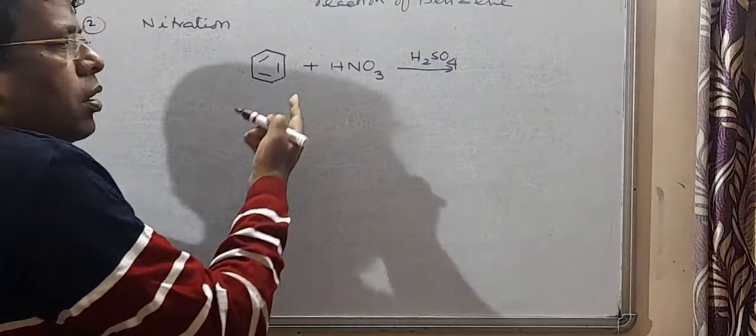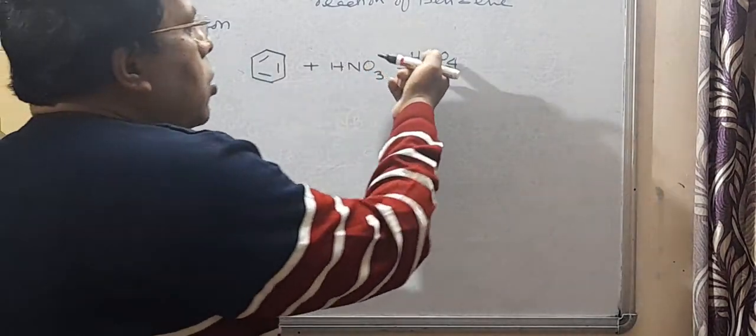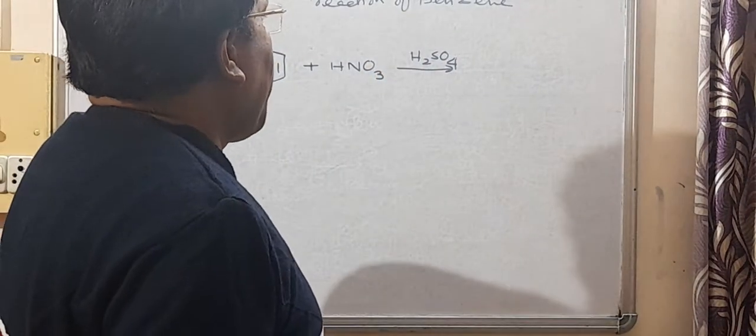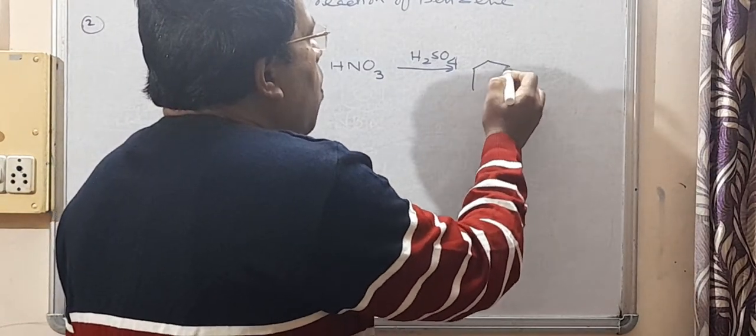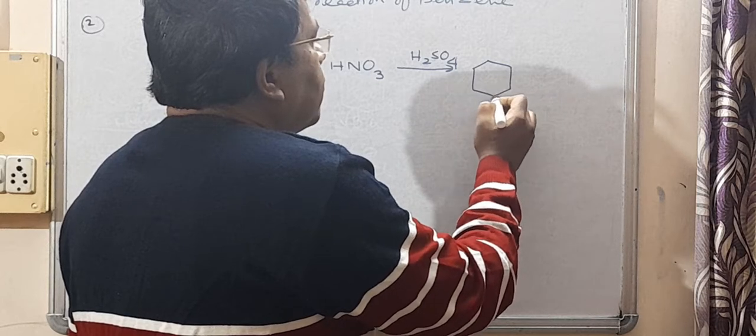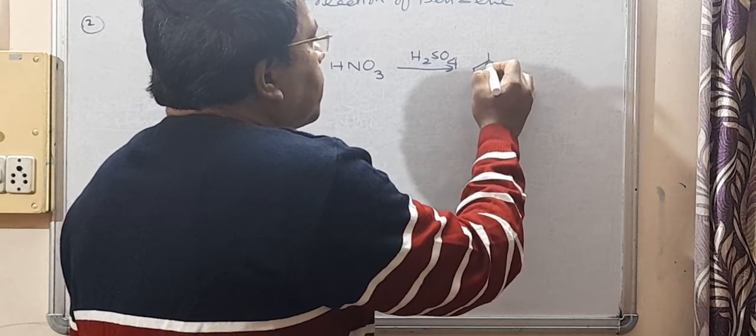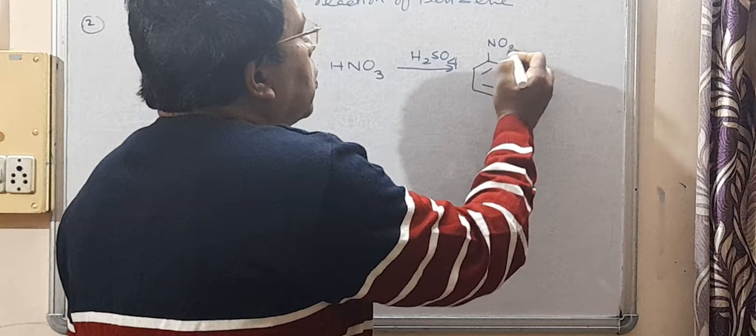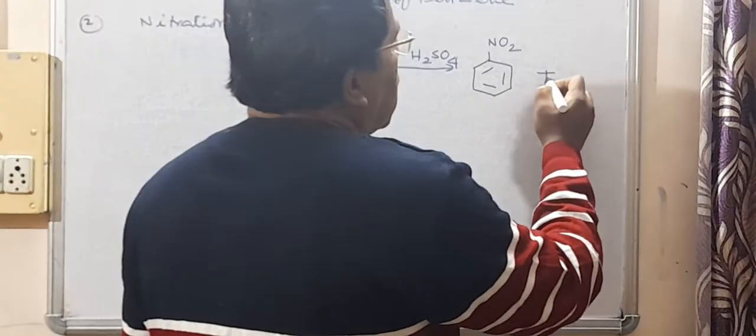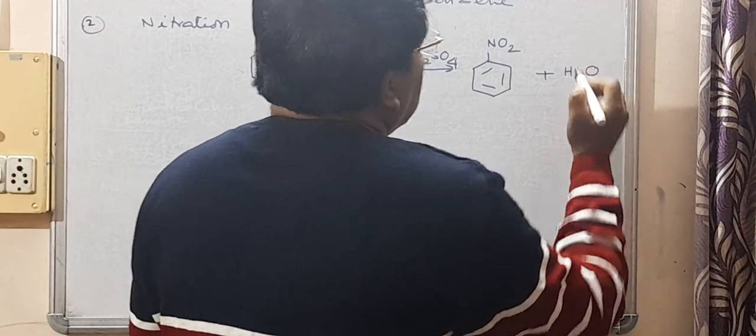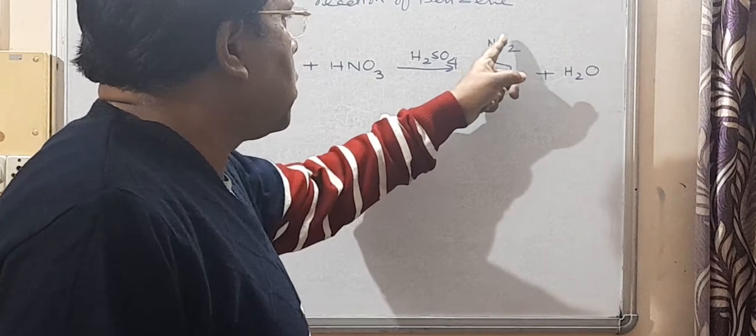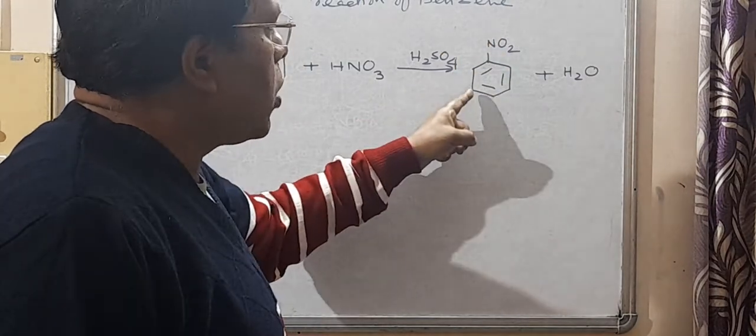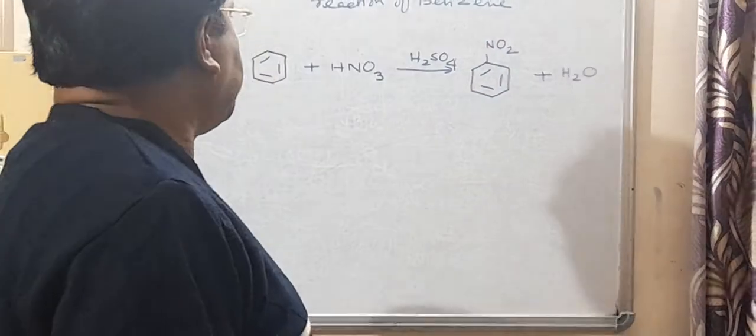Actually, we use here concentrated nitric acid and concentrated sulfuric acid, and we get the product plus water. So this is nitration: benzene plus nitric acid in presence of sulfuric acid. We get nitrobenzene. This compound is nitrobenzene plus water.